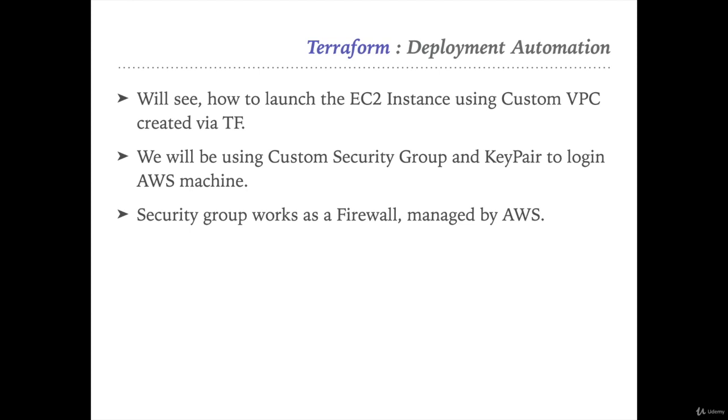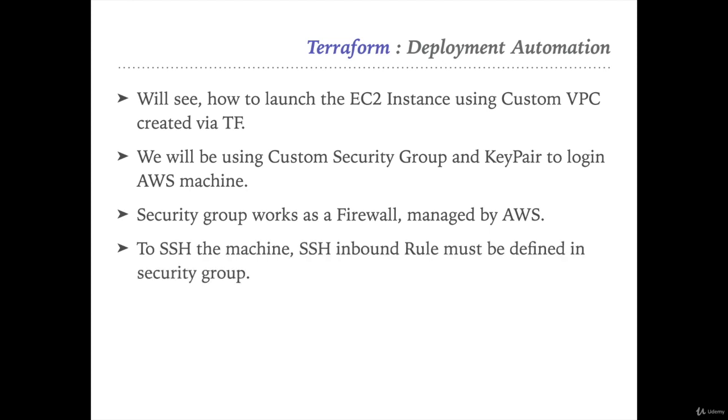In the security group, we will define the traffic redirection rules. We will define the inbound rules and the outbound rules. Inbound rules manage the traffic which is coming to the instance. Outgoing rules manage the traffic which is going from the instance to the outer world. To SSH into the machine, an SSH inbound rule must be defined in the security group. So whenever we access the machine from the local box, or the machine on which we are executing Terraform, that SSH inbound rule must be defined in the security group.